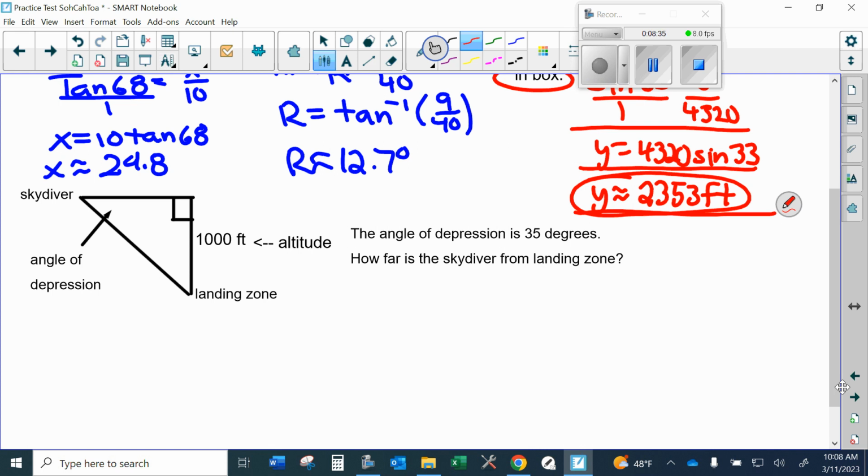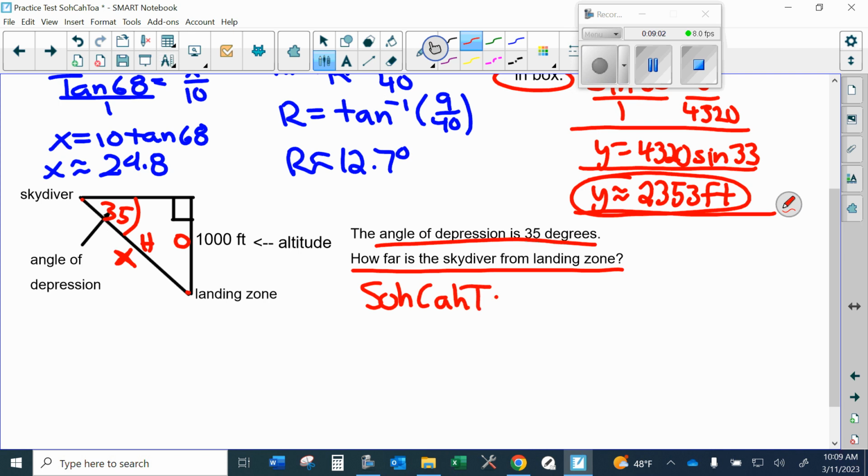Remember this, the angle of depression. It tells me the angle of depression is 35 degrees. So I can put a 35 in there. That's my reference angle. That's the opposite side, and there's the hypotenuse. Notice this is how far is the skydiver from the landing zone. Skydiver to landing zone. So that's the one I'm looking for right there. So O and H is what I'm looking for. So what is O over H? Let's write out SOHCAHTOA again. O over H right there. Sine. So the sine of 35 equals the opposite, 1,000, over hypotenuse.